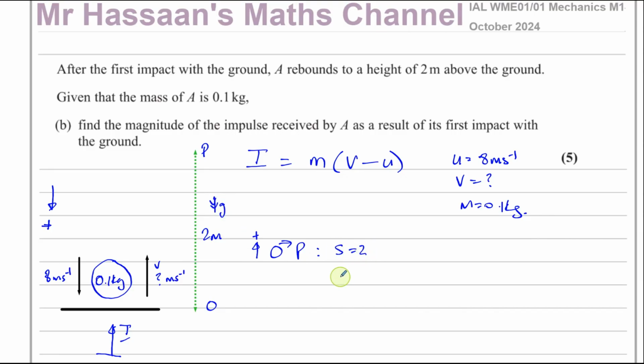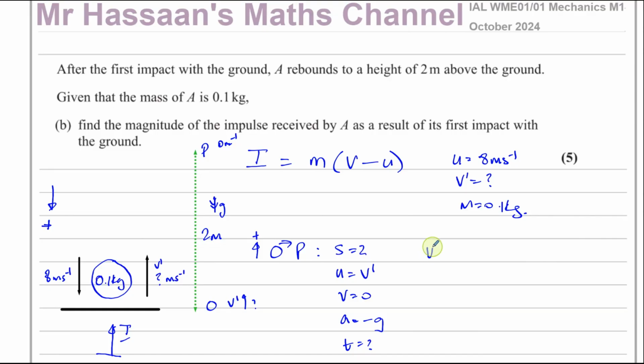So I'm taking up as positive. S equals 2. U is what we're trying to find. What should I call it? I'll just call it V dash, which is the velocity in this situation. My final velocity is 0 in this situation. It reaches 0 meters per second. Acceleration: now we're taking up as positive, it's acting down, so it's minus g. And T we don't know.